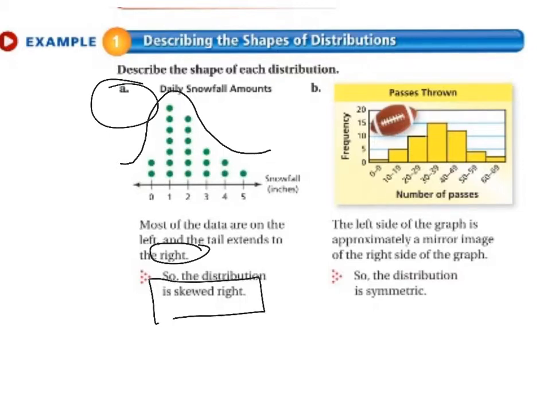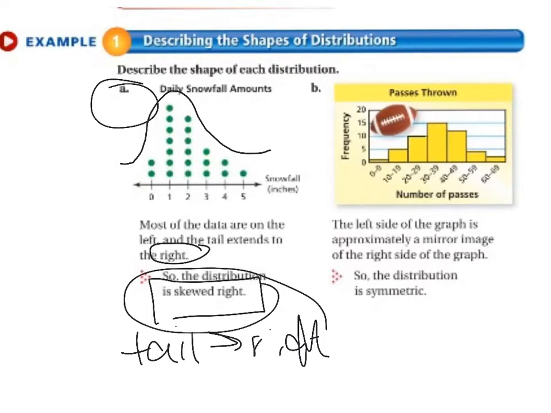So what you need to remember here is that you're looking at the tail, and the tail goes to the right, so the distribution is skewed to the right. So the data is to the left, the tail is to the right, so the distribution is skewed to the right. Let's look at letter B. We're looking at passes thrown in a football game or a season or something. And it says the left side of the graph is approximately a mirror image. So if you draw a line down the middle of the graph, there we go, it's about half and half. It's not quite exactly a mirror image, but it's pretty close, of the right side of the graph, so the distribution is symmetric.